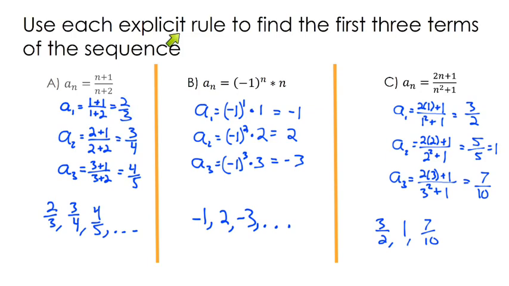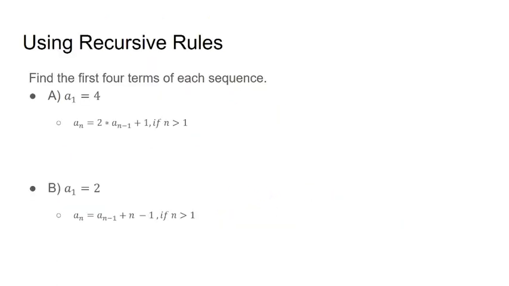Okay, so I want to reinforce this vocab. These are explicit rules because I could put any number in for n. I could, if I wanted to, find the 50th term by putting a 50 in for n, and we could jump all the way to the 50th term. But now I want to look at the recursive rules. In recursive rules, we have to know the term before it, okay? Because we're finding each term by using the term before it, okay? And so this is the first 4 terms of each sequence. I'm going to change that to 3 because ain't nobody got time for that. So let's find the first 3 terms of each sequence.